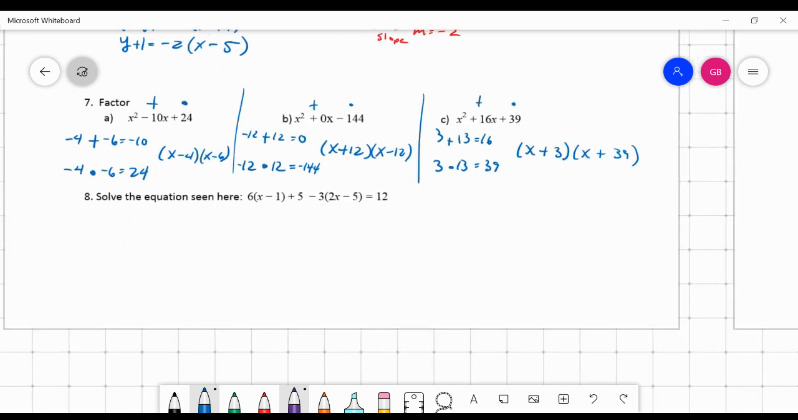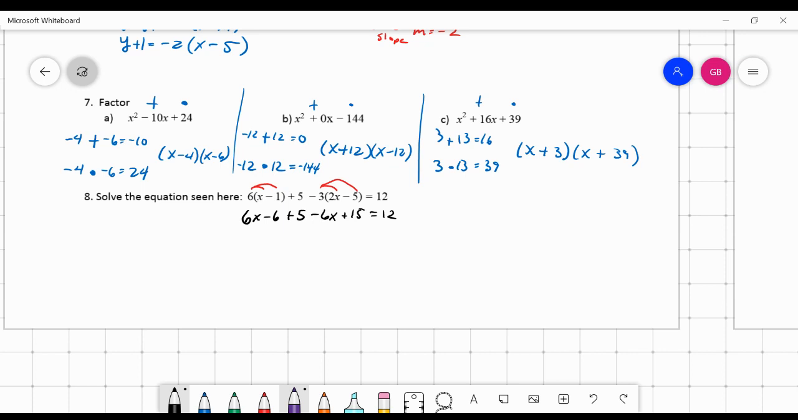Number 8, you're going to solve the equation here. You have this massive equation to solve. Okay, first thing you want to do is the distributive property. So distribute 6 here, and distribute the -3 on this side. So 6x minus 6 is 5, and then -6x plus 15 equals 12.